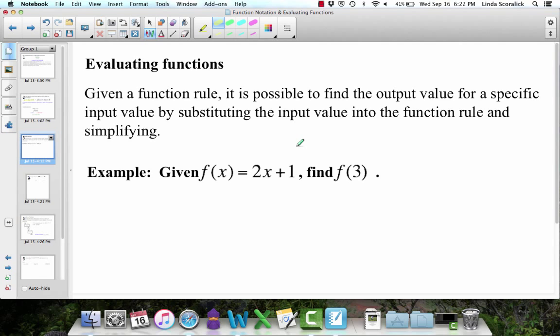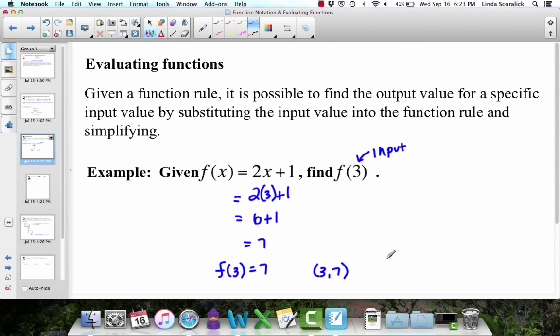So for example, given f of x equals 2x plus 1, we want to find f of 3. What we're going to do is take this input value, which is the 3, and we're going to put it in for the x in the function. We'll simplify. 2 times 3 is 6. 6 plus 1 is 7. So what we're saying is that the value of the function at 3 equals 7. 3 was my input, 7 is my output. I could think about this as a graph, and on the graph, this would be the ordered pair (3, 7).